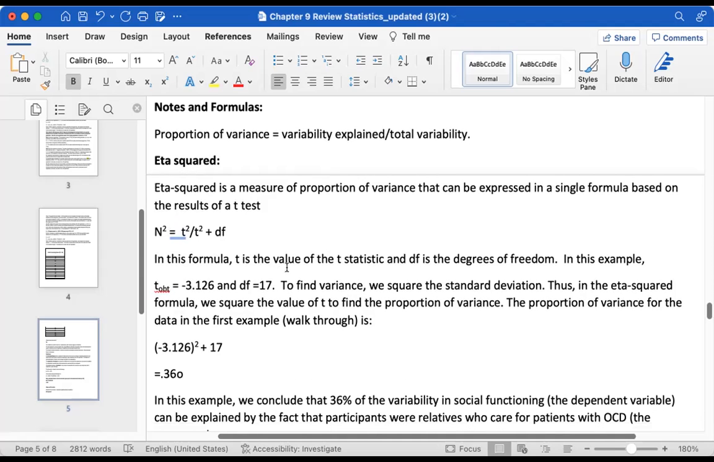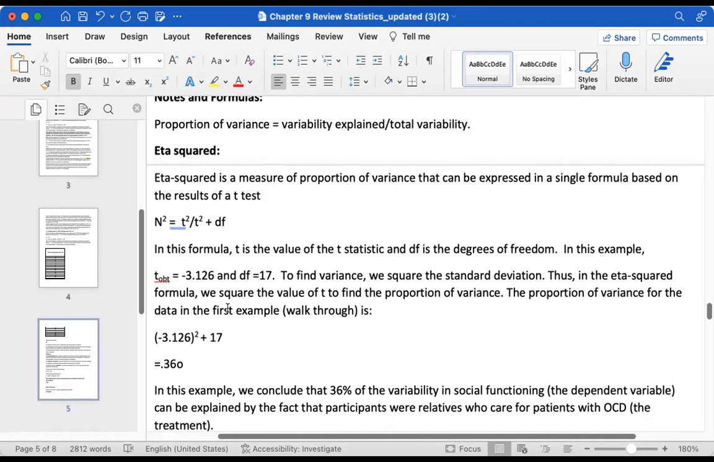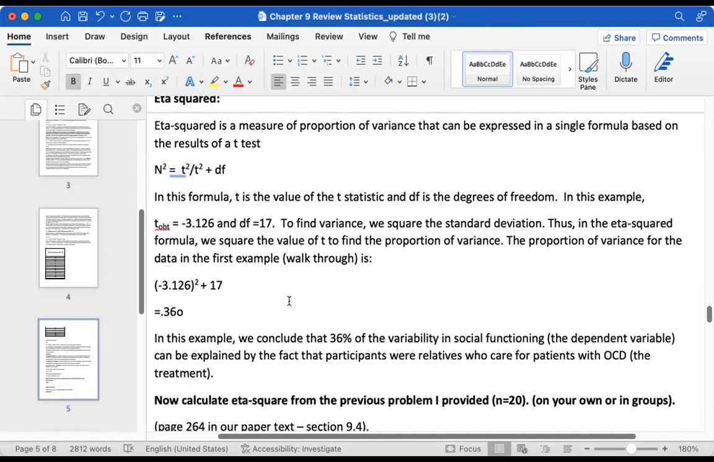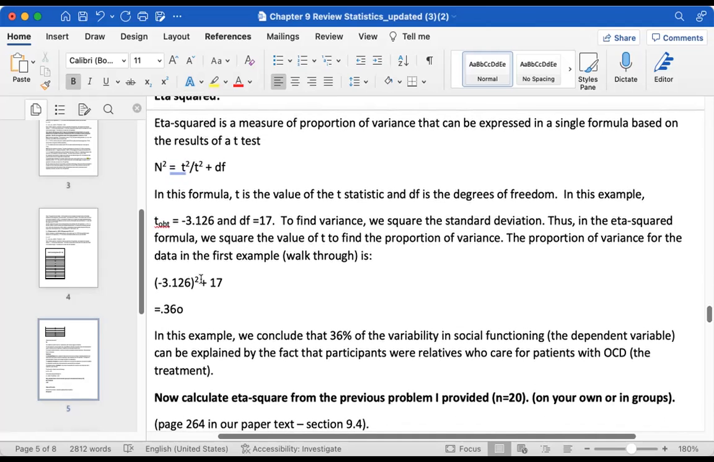In this formula, to find the value of the t statistic and the degrees of freedom, in this example, the t obtained value is negative 3.126 and degrees of freedom is 17. To find the variance, we square the standard deviation, thus the eta squared formula. We square the value of t to find the proportion of variance. The proportion of variance for the data in the first example walkthrough is negative 3.126 squared. So we're putting that right here, okay?